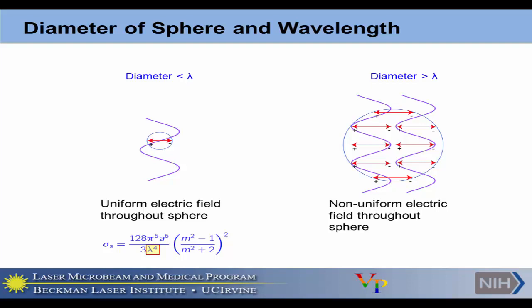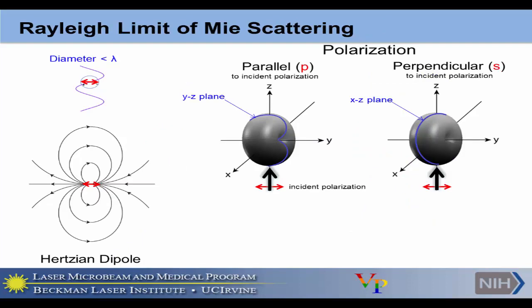And in the other case, when the diameter is much greater than lambda, we will have multiple dipoles, because at different locations the electric field is going to be different. So we have a non-uniform electric field throughout the sphere, and we have a different scattering field. Mostly in this case it's going to be forward directed propagation. And when the diameter is much smaller than lambda, we can look at it in detail.